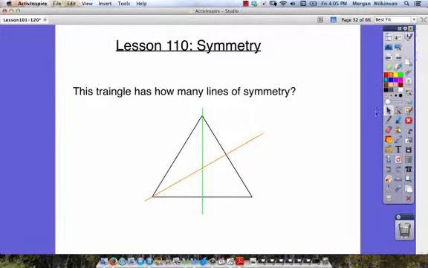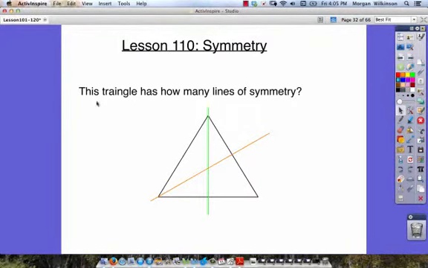And if we were to erase our first line in green, or just move it out of the way, we can see now that the bottom right-hand side is the same as the top left-hand side. So there's a second line of symmetry. Let's move this one out of the way.